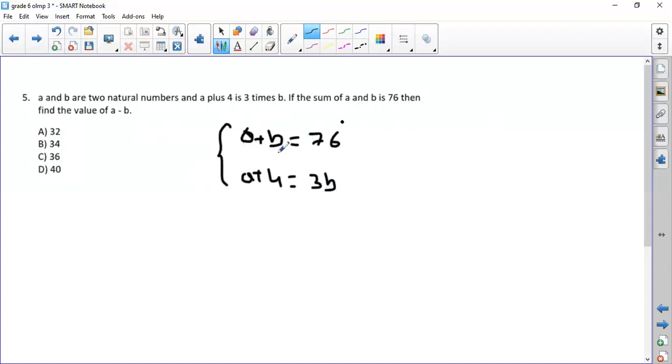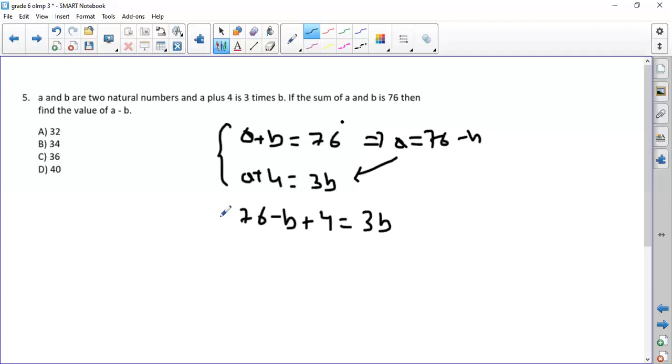Since I have two equations with two variables, I can solve them by using the system of equations. If I write A in terms of B in the first one, I will have A is equal to 76 minus B. Then I will go to the second equation, and in place of A, I will substitute this value. So 76 minus B plus 4 is equal to 3B.